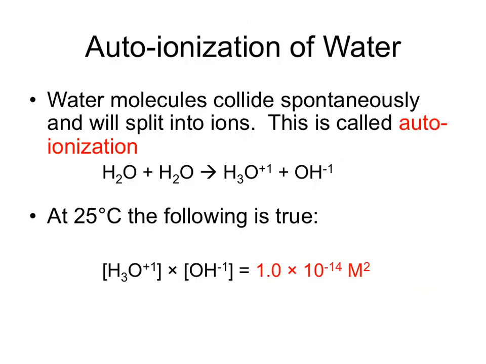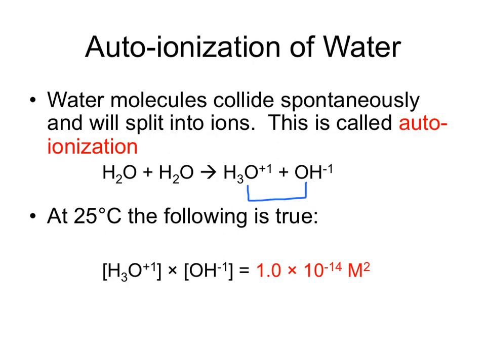Before we do any other calculation, we need to talk about what autoionization of water is. Naturally, water molecules will collide with each other, and probably once out of every couple million collisions, you will get two water molecules to split into the hydronium and the hydroxide ion. This is called autoionization. That is why pure water is considered neutral. There is the same amount of hydronium ions as there are hydroxide ions floating around. This occurs at 25 degrees Celsius.